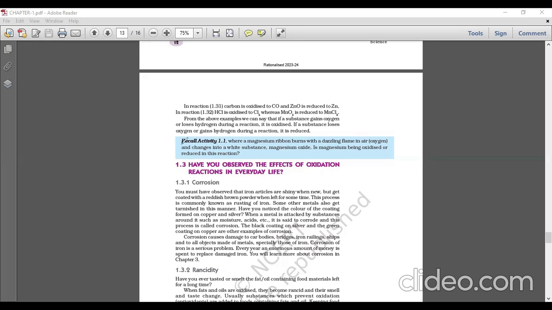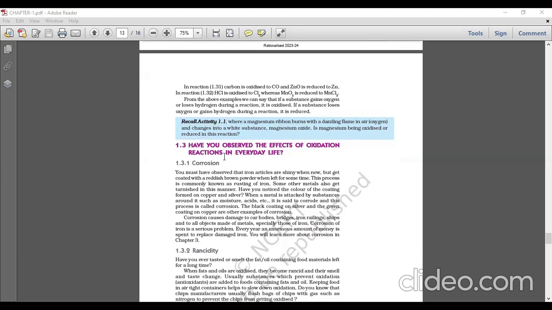Now, recall activity 1.1. What is activity 1.1? Activity 1.1 is nothing but burning of a magnesium ribbon. This activity I also made and uploaded the video, please watch it. What happened? Is magnesium being oxidized or reduced in this reaction? When you are heating it, is it oxidizing or reducing? So you try to answer this question after watching the video.